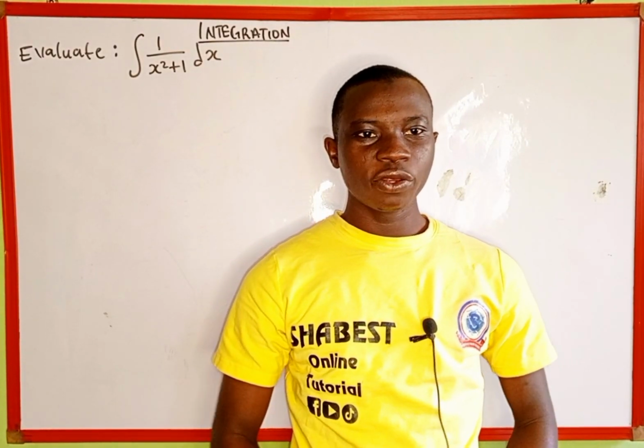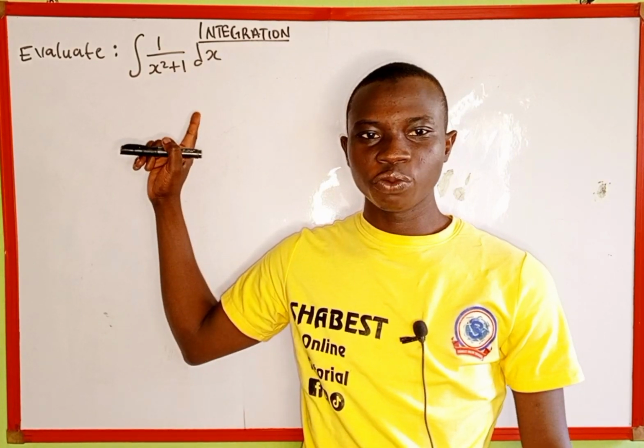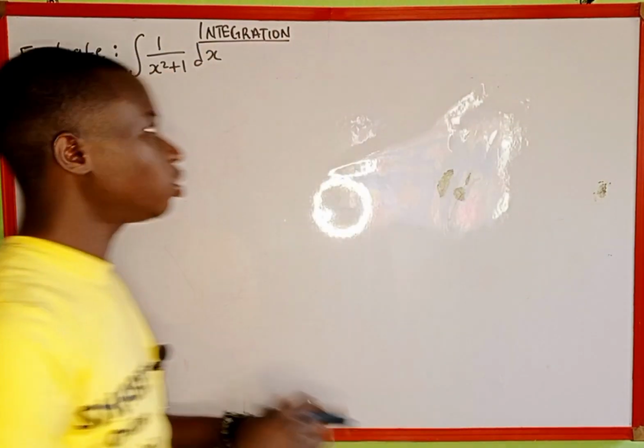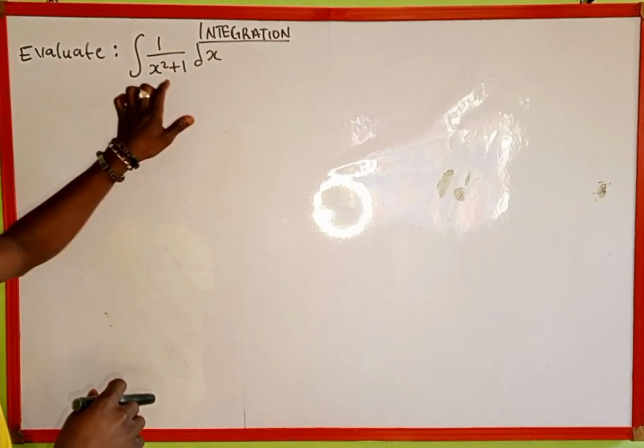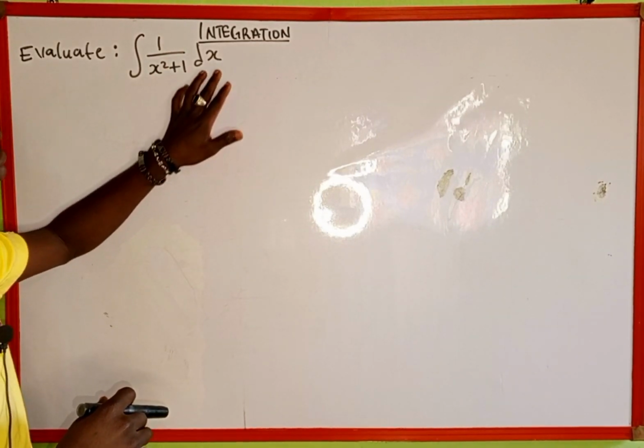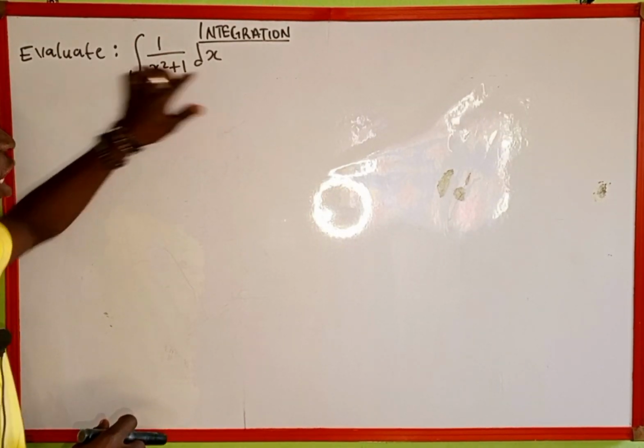In today's tutorial, we're going to learn how to integrate this function with respect to x. And the given function is what? 1 over x squared plus 1. So we are going to integrate this function with respect to x.